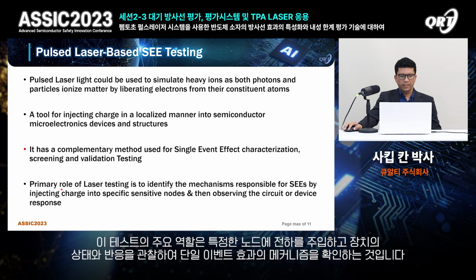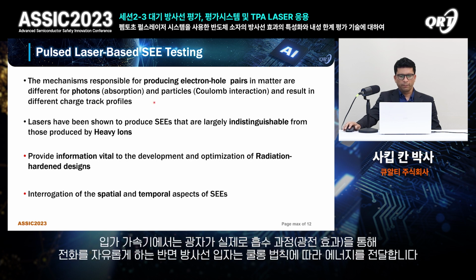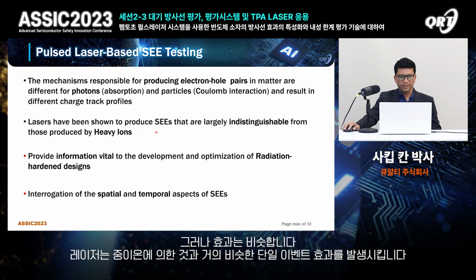So the primary role of this testing is to identify the mechanism responsible for single event effect by injecting charge into very specific nodes and then observing the state and response of those devices. Although the mechanism for producing the electron-hole pairs in matter is different for photons than for the particle accelerator, photons free the electrons through the absorption process, whereas the particle transfers the energy to the electron through the Coulomb interaction, but the effect is similar.